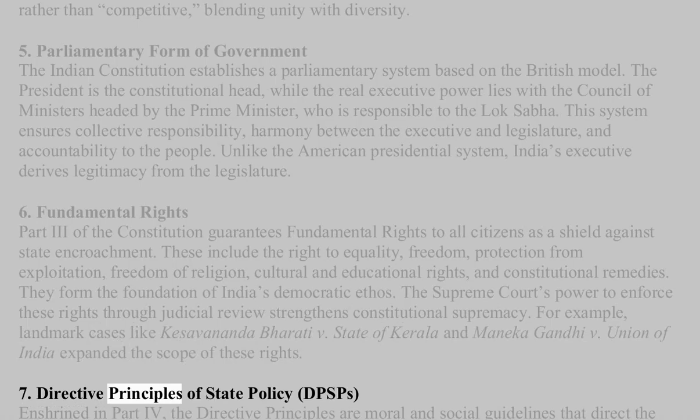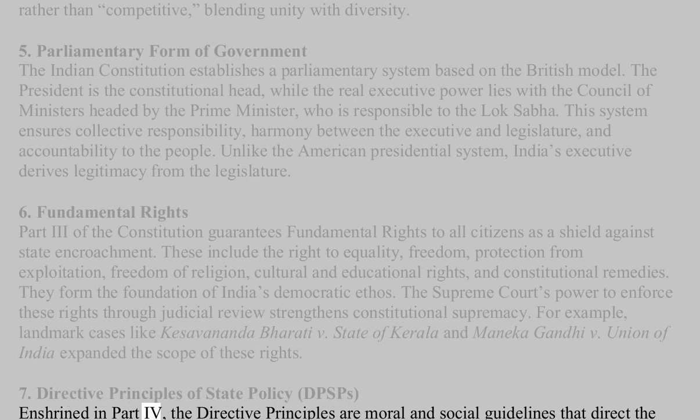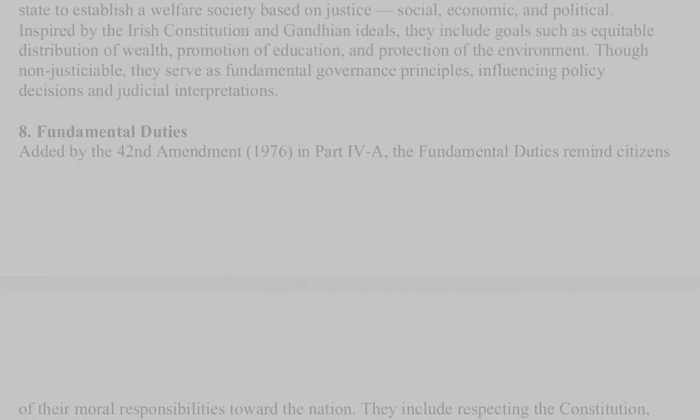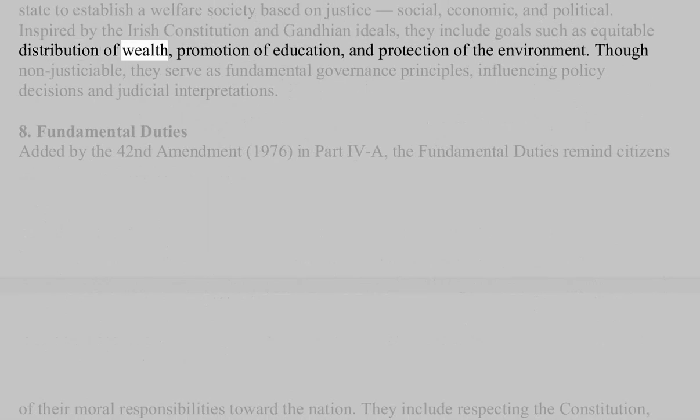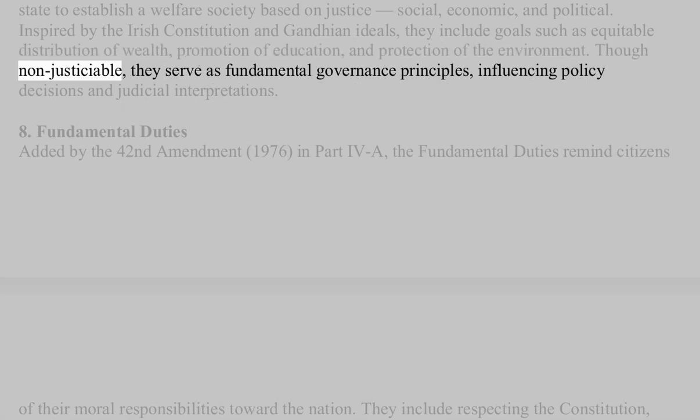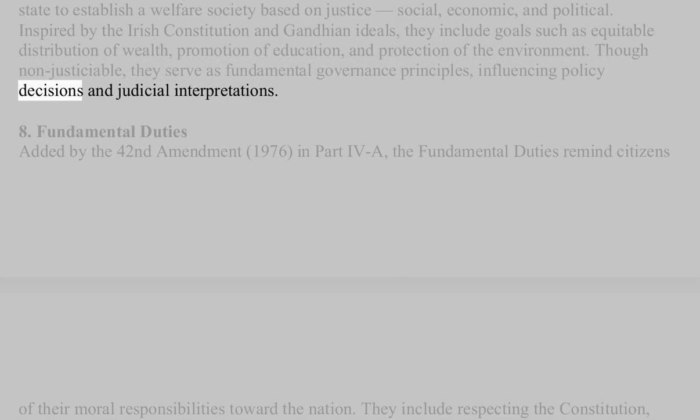7. Directive Principles of State Policy, DPSPs. Enshrined in Part 4, the directive principles are moral and social guidelines that direct the state to establish a welfare society based on justice, social, economic, and political. Inspired by the Irish Constitution and Gandhian ideals, they include goals such as equitable distribution of wealth, promotion of education, and protection of the environment. Though non-justiciable, they serve as fundamental governance principles, influencing policy decisions and judicial interpretations.